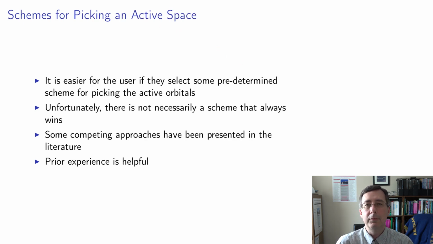There are some schemes proposed in the literature for picking an active space. And these are easier for the user if they can just have a rule that says, well, I'll always pick this set of orbitals. Then that tells me what to do and I don't have to spend a lot of time investigating it. Unfortunately, there isn't necessarily a clear-cut scheme that's always best in any kind of situation. And there are a number of proposals in the literature for automating this process, but I'm not sure that any of them yet have been widely adopted. So this is a situation where just having some prior experience is a good thing.